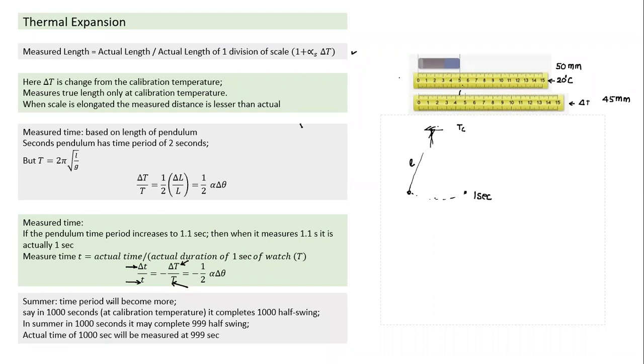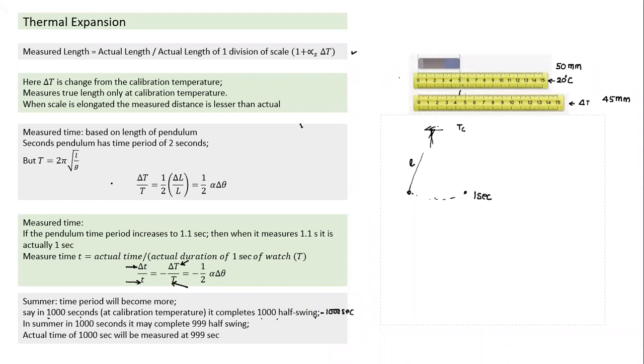In summertime the period will become more. Let's see. Say at the calibration temperature, when the actual duration is 1000 seconds, it used to complete 1000 half swings. So the measured time also is 1000 seconds at the calibration temperature. What happens in summer?